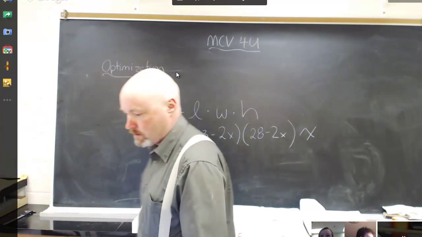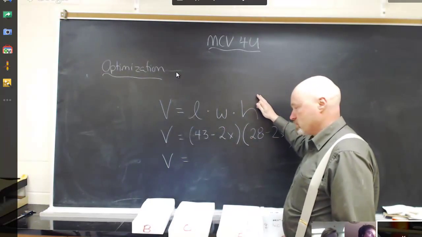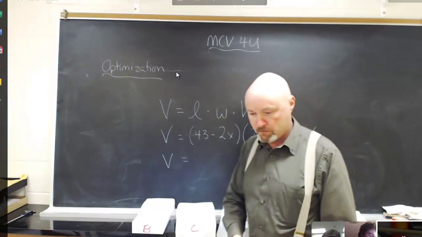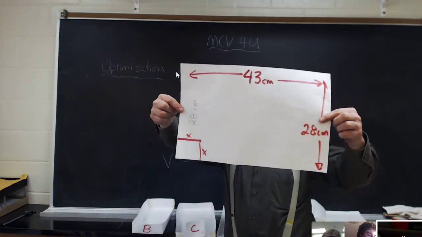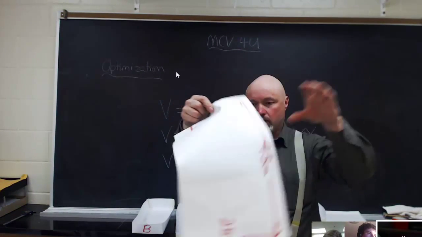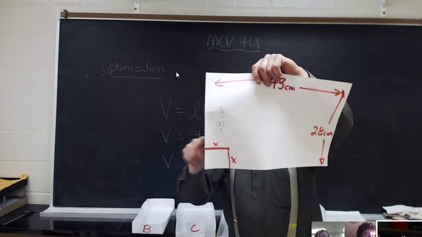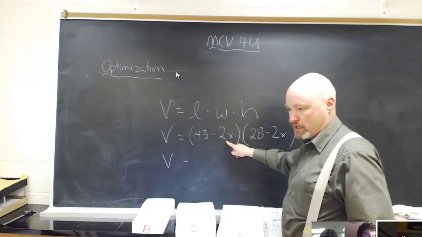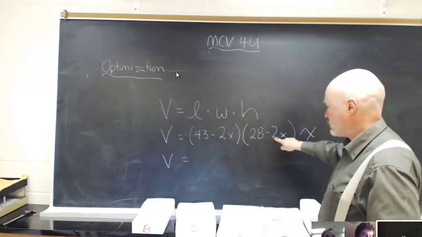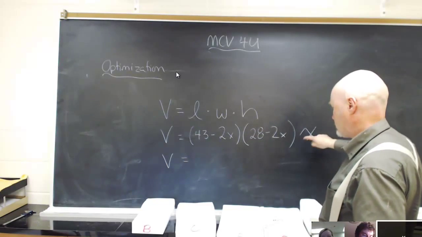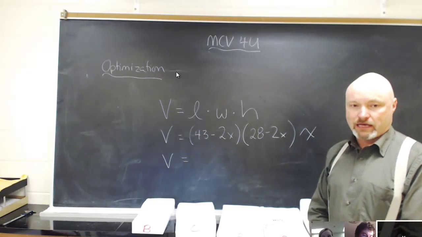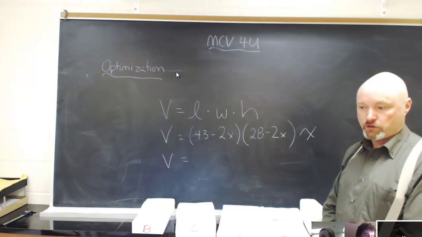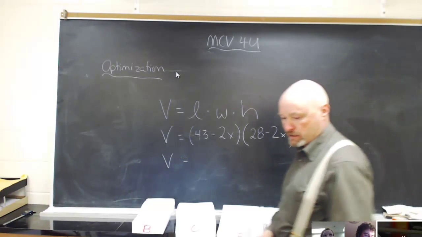Okay, so here's where we've gone. We're looking at the volume of these boxes. I don't know if you can see these boxes across the front. They're made from pieces of paper that are 43 centimeters by 28 centimeters, and we cut a square out of the corner that's X by X. So Megan figured out that 43 minus 2X is the length, the width is 28 minus 2x, and the height is x. So we were going to expand that because we don't want to use the three-way product rule when we're doing our derivative.